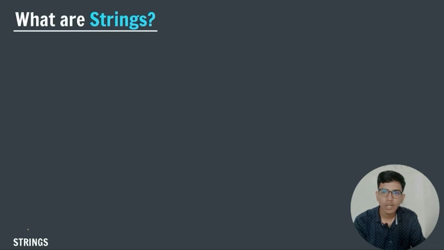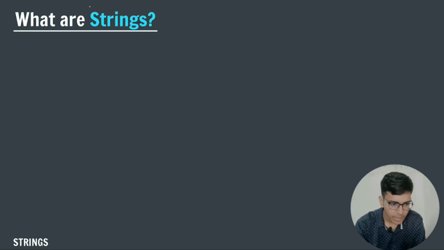Now let us understand what happens in memory when we create a particular string. In the previous example, we have seen that s1 is not equal to s3. Why did it happen? The values are the same, but it is showing that the two strings are not equal. What is the reason behind it? We are going to understand all this in this video.